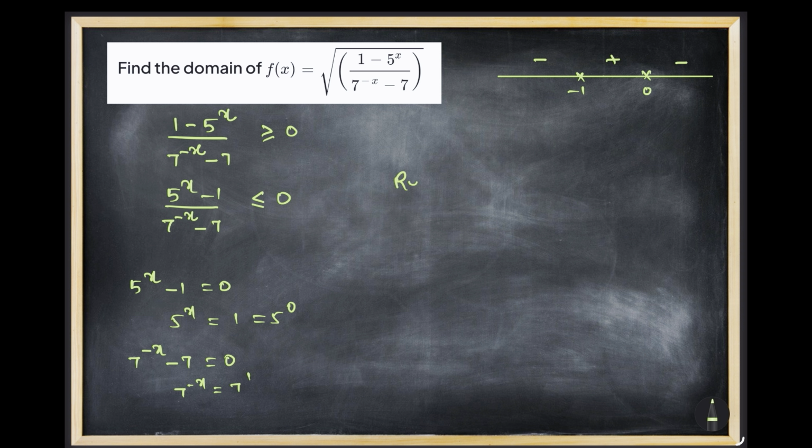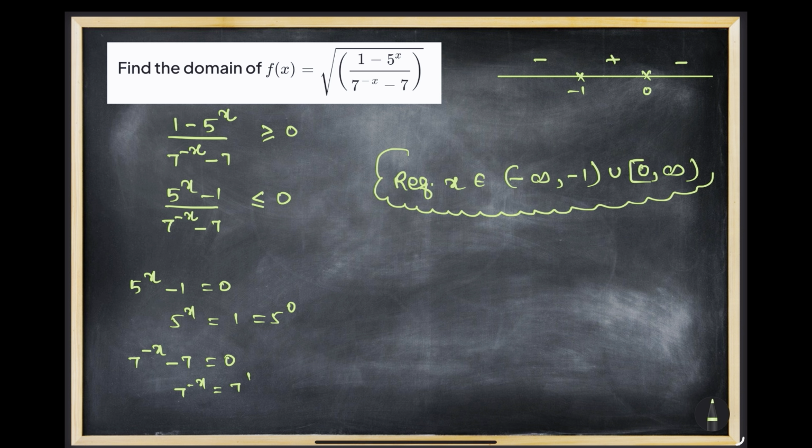So can I say that the required x belongs to minus infinity to minus 1, open? And minus 1 was the zero of the denominator, so you cannot afford to have minus 1 because it will make the denominator 0. So open, union 0 to infinity. Infinity is open, but 0, if you put 0 in the numerator, it will make 0, so you can afford to have 0. So this is your required domain.